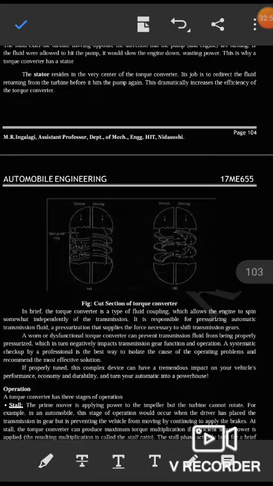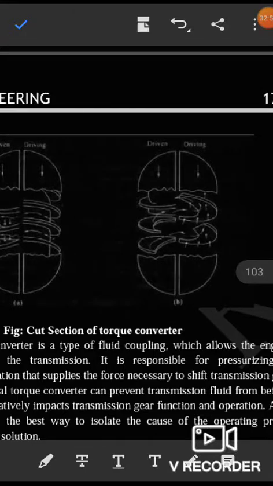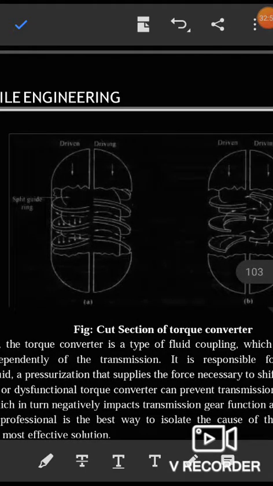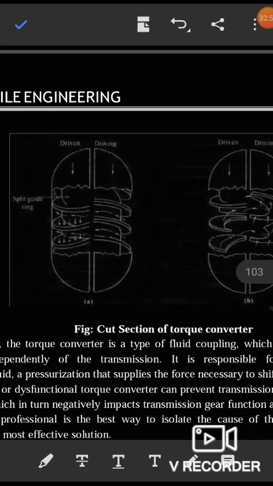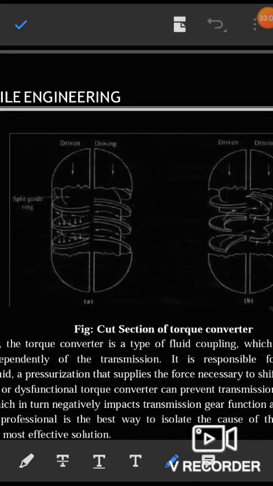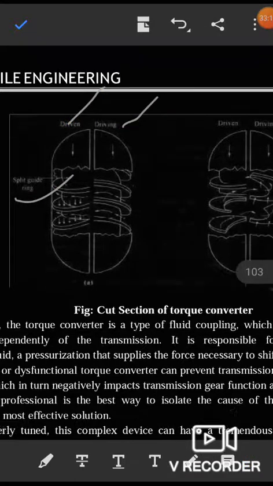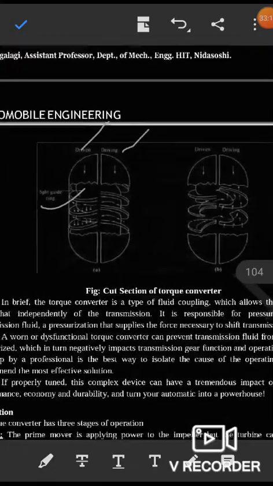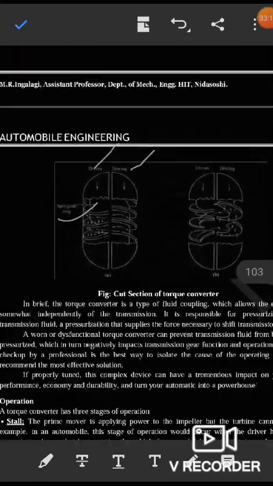Okay, the cut section of the torque converter you may observe here, whatever I already explained. You are having the driving part here, the driven part, and the split guide here. So likewise, the cut section of the torque converter diagram.